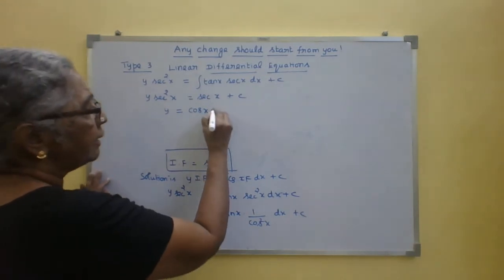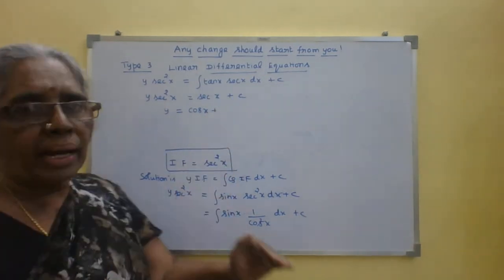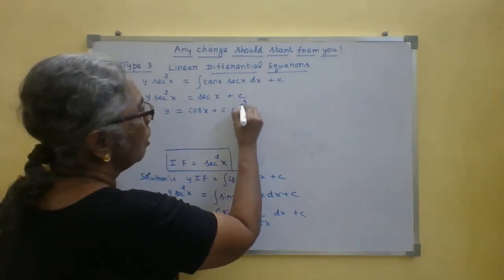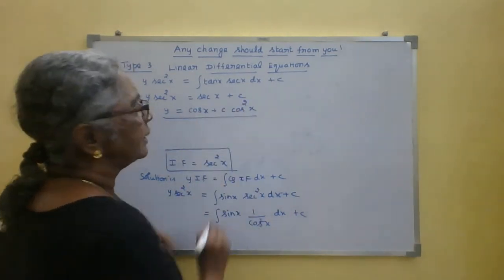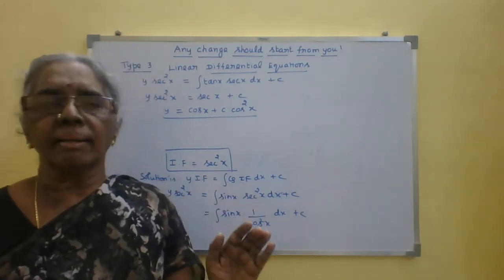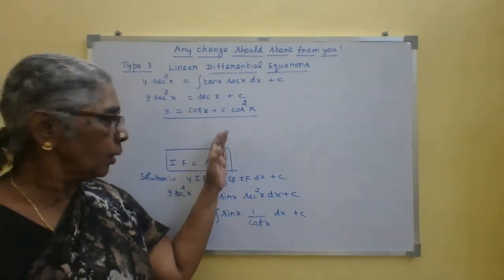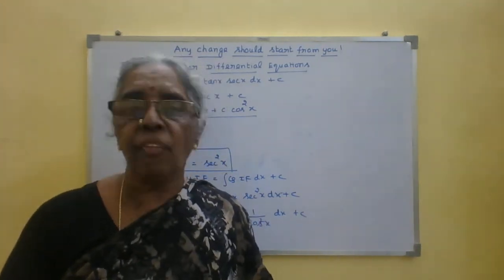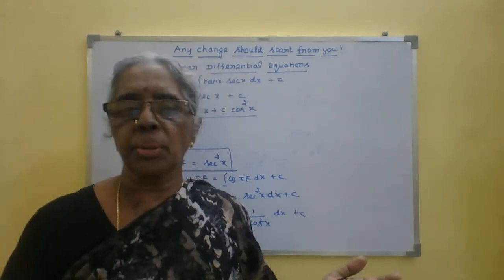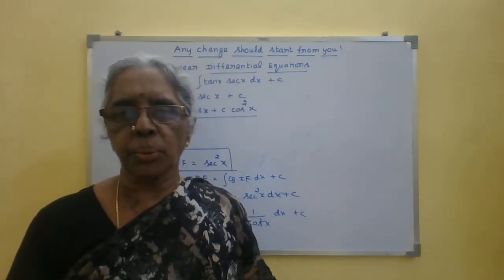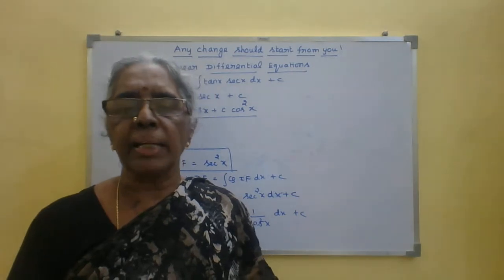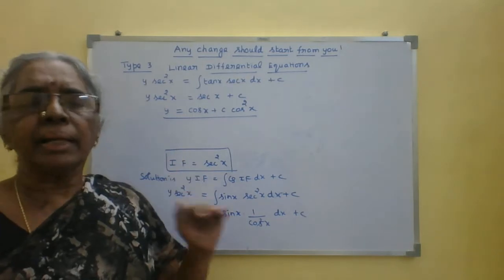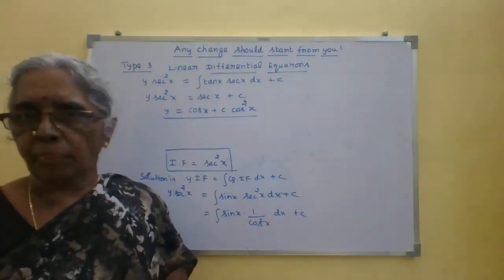Okay. Then here I will get c by secant squared x, which I can write as c cos squared x. So this is the required general solution. Do you understand this? First you find the integrating factor. Then you write the solution: y into IF is equal to integral q into IF dx plus c. Then you integrate that part and arrive at the final answer. If you can simplify, you can simplify it.